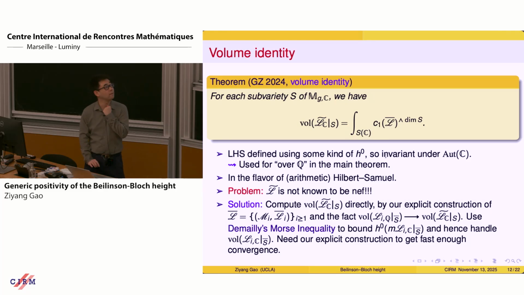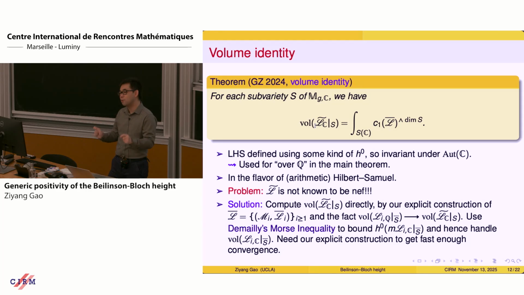and this is how we descend everything to Q in the end. But this volume itself looks very much like Hilbert-Samuel or arithmetic Hilbert-Samuel. And in fact, if you can show that L tilde is a nef line bundle, then this follows immediately from Hilbert-Samuel. But that's the problem. We cannot do it. So our proof really goes back. We really compute this volume directly by using our construction of this limit process. We really do the limit process.